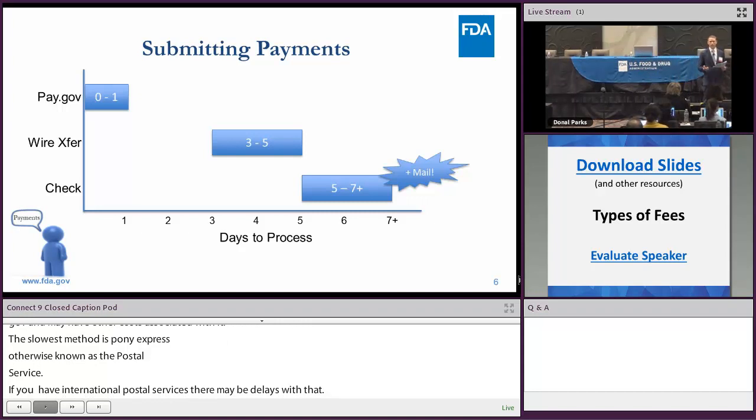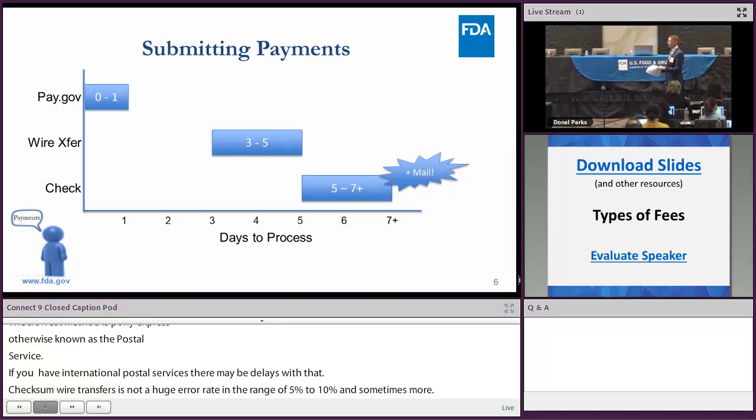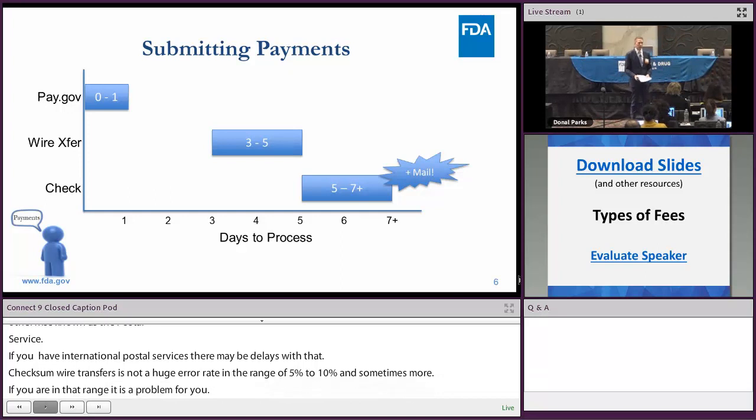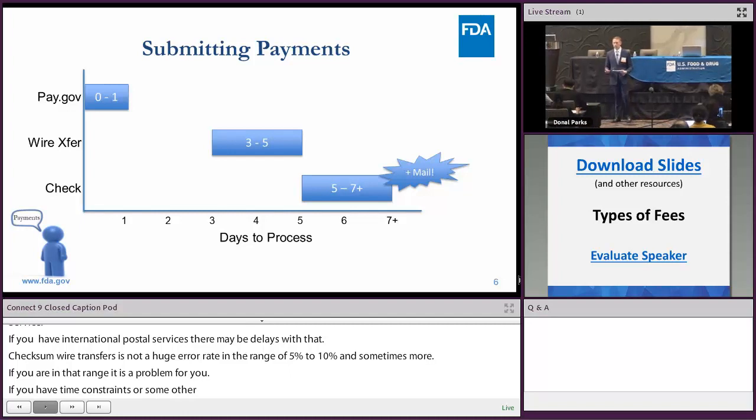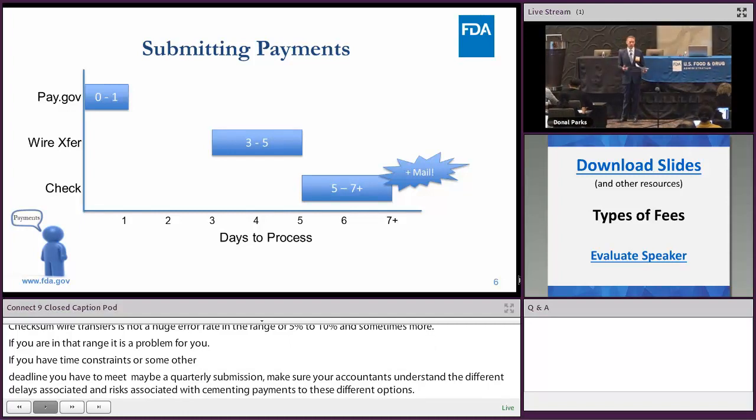So if you have time constraints, if you have an NC-1 situation, if you have some other deadline you have to meet, maybe it's a quarterly submission thing for your shareholders, make sure you understand, or your accountants understand, the different delays and the different risks associated with submitting payments through these different options. We have to do a lot of back and forth if these things don't come in on time and someone calls us and says, but I paid you, and we haven't seen it.